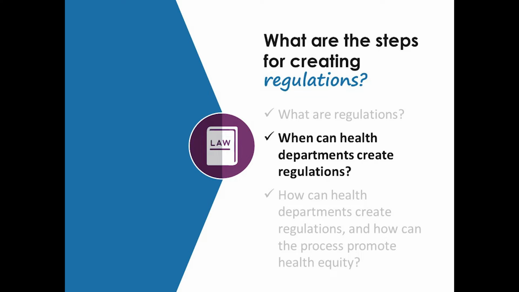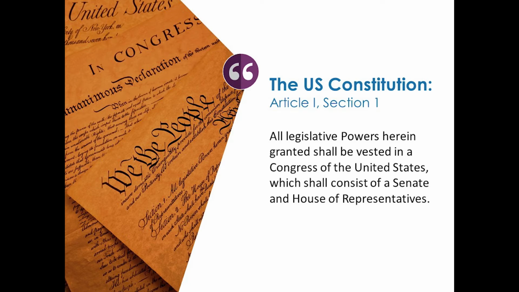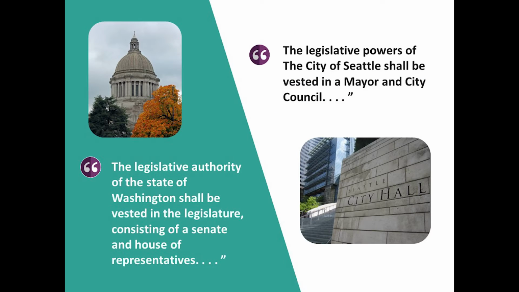So, when can health departments and other public health agencies make regulations? Part 1 of this training explained that the U.S. Constitution vests all legislative powers in Congress, meaning that only Congress has the authority to make federal laws. The same is true at other levels of government. State constitutions typically vest the power to make laws in the state legislature, as you can see in this example from the state of Washington.